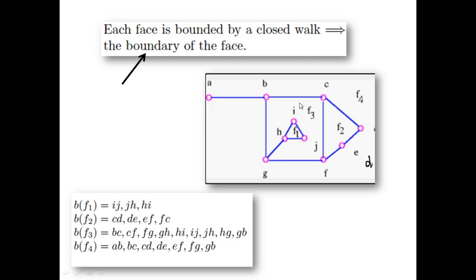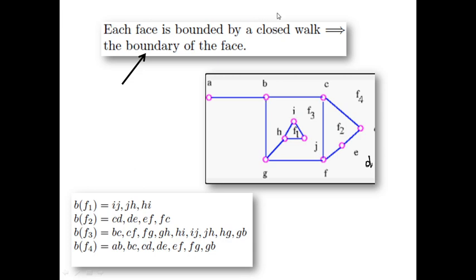We can see F3: BC, CF, FG, GH, HJ, JI, IH, HJ, again GB. So that is F3. F3 is covering this also. So remember that. And now F4. F4 is the outer face. So the closed walk you can take as EAB, BC, CD, DE, EF, FG, GB. Okay, so this is said to be the boundary of face F4.